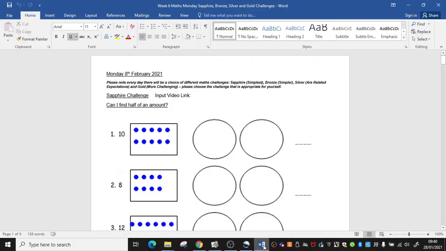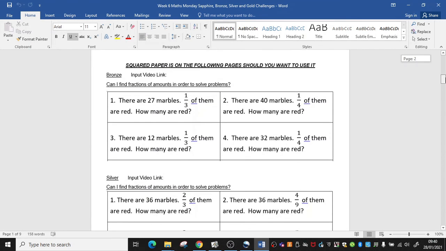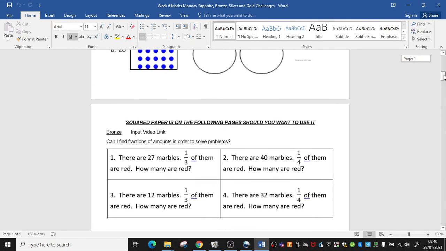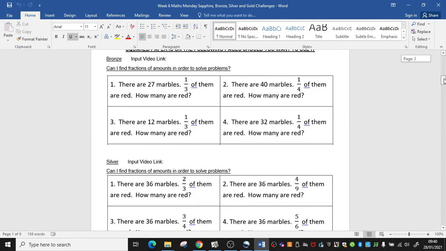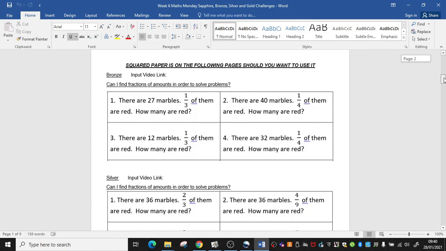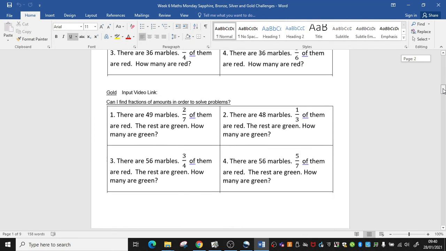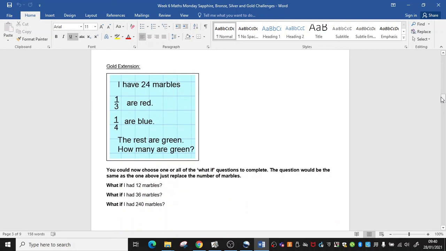Very quickly, if we look at today's problems, then we can see that bronze have got 4 questions, silver have got 4 questions, gold have got 4 questions. Now, my advice would be, if you're doing bronze, maybe see if you could then have a go at question 1 and 2 on silver. If you started with silver, maybe have a go at questions 1 and 2 on gold, and don't forget gold, you've got those extensions.